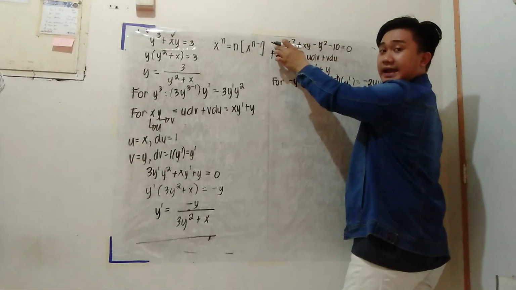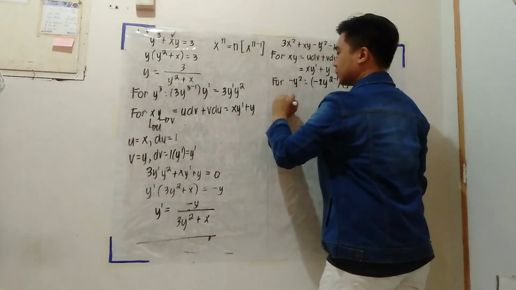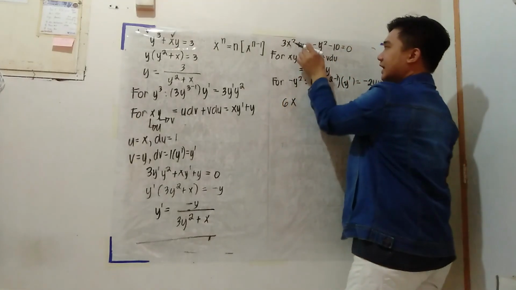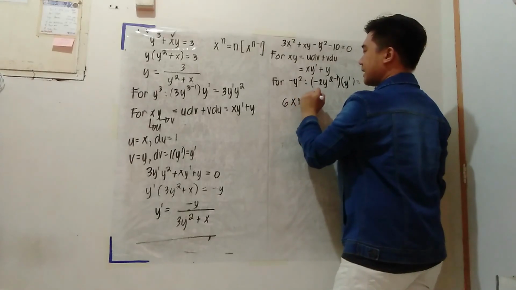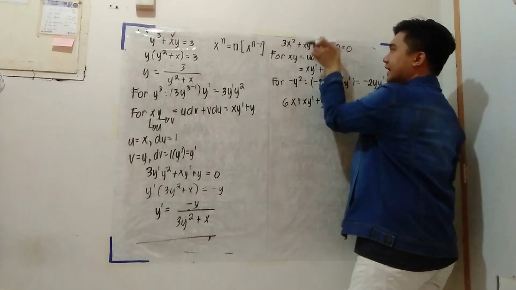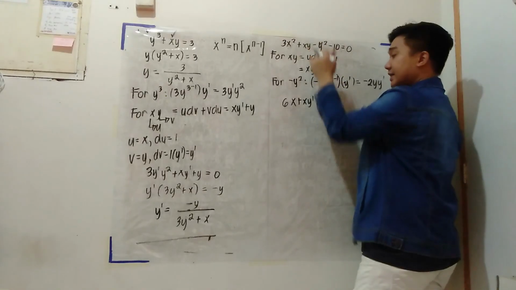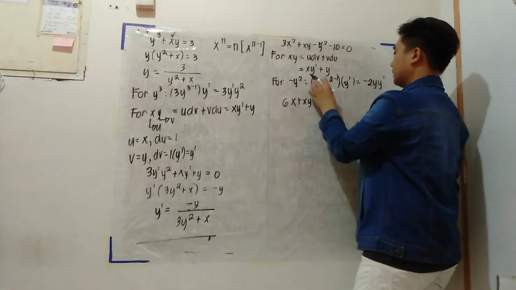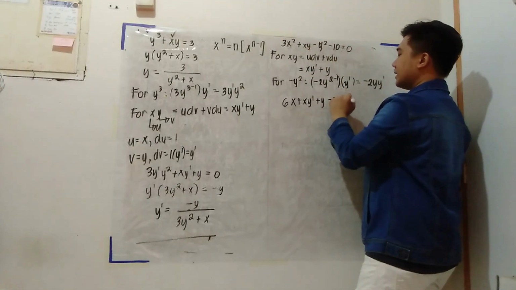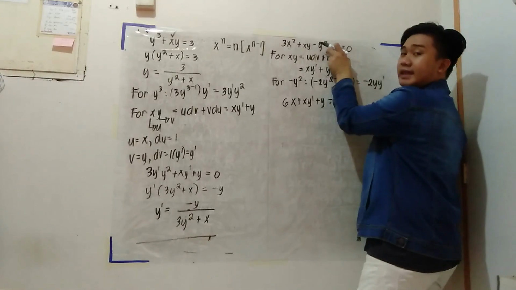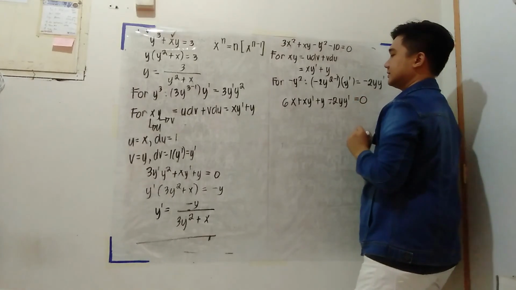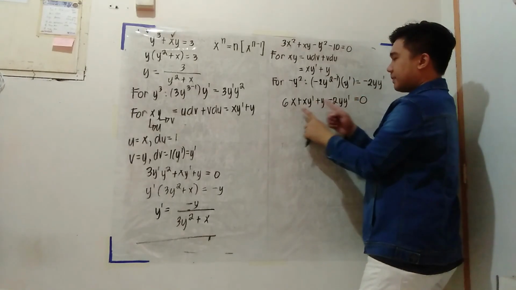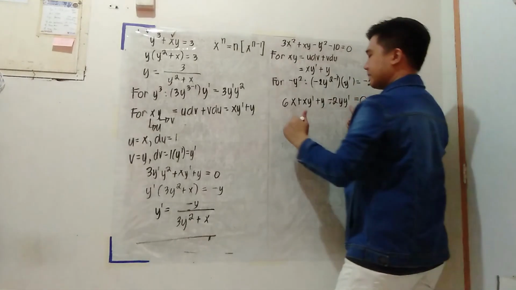What's the derivative of 3x squared? That is equal to 6x. Derivative of xy, that is equal to xy prime plus y. Derivative of negative y squared, that is equal to negative 2y y prime. Derivative of negative 10, 0. So, equals 0. So, pagsamahin ko si xy prime at si negative 2y y prime.